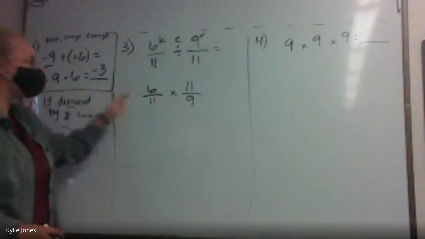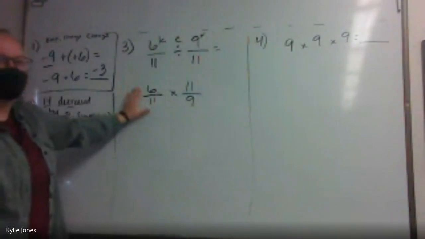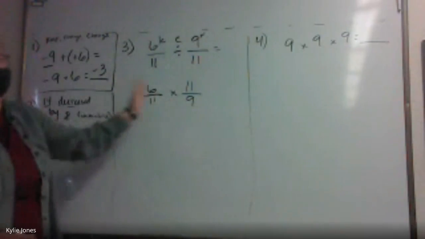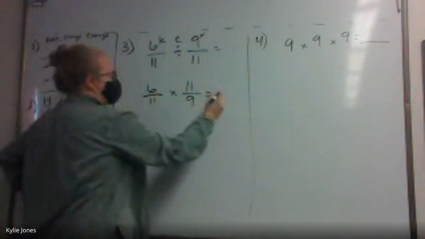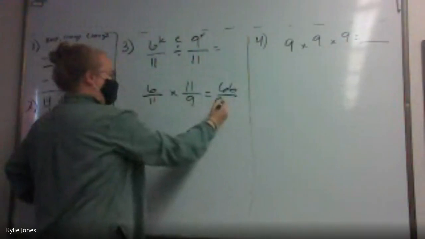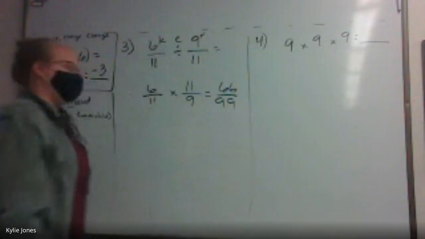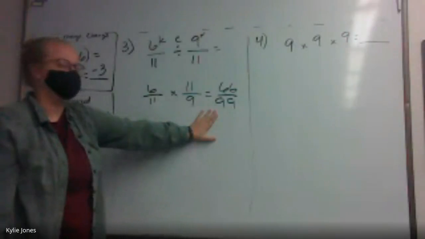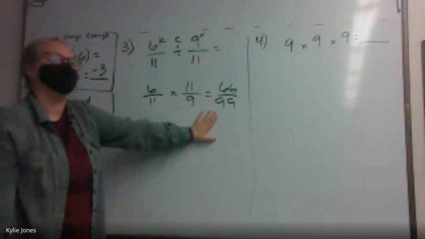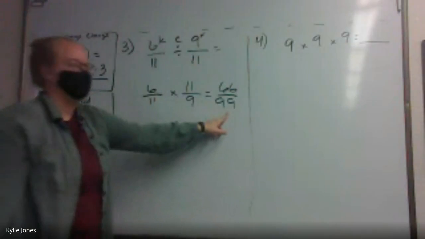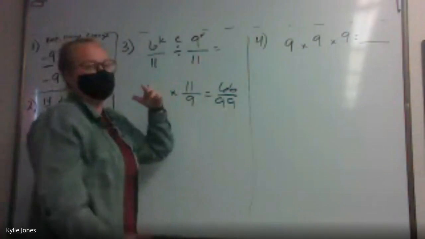All right, so now we have our multiplication problem. What do I do? Multiply straight across. What is 6 times 11? 66. What is 11 times 9? 99. Now we can simplify. What number goes into both of these? 2 does not go into both of them. Yeah, this is an odd number. 2 does not go into odd numbers. 33 goes into both. I also heard 11.